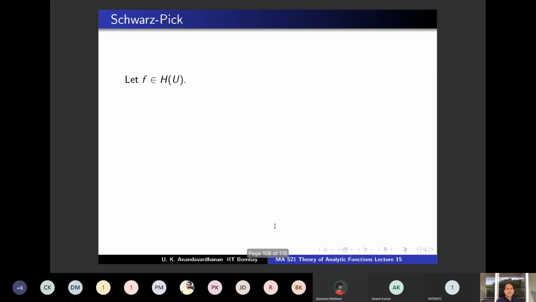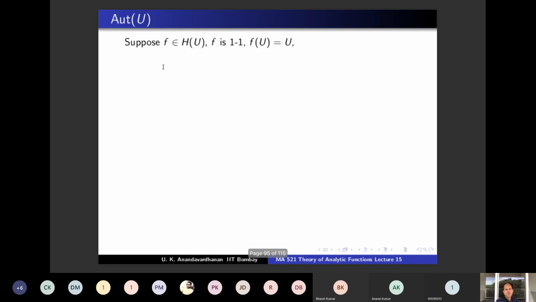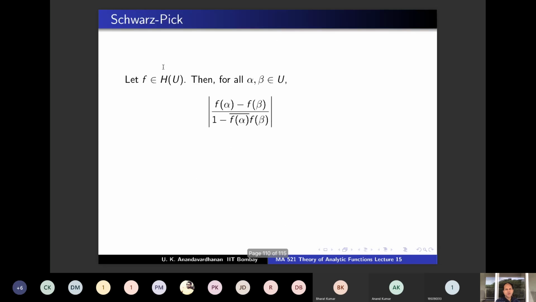Okay, so the next slide is Schwarz-Pick, which says that if f is in H(U), then for all alpha, beta in U, you can get f alpha minus f beta. No, f in H(U) is not enough. You need all these conditions, whatever conditions I needed here. Suppose f is in H infinity and norm less than or equal to 1. You don't need f alpha equals beta, that's not required. You assume that f is in H infinity with norm less than or equal to 1.